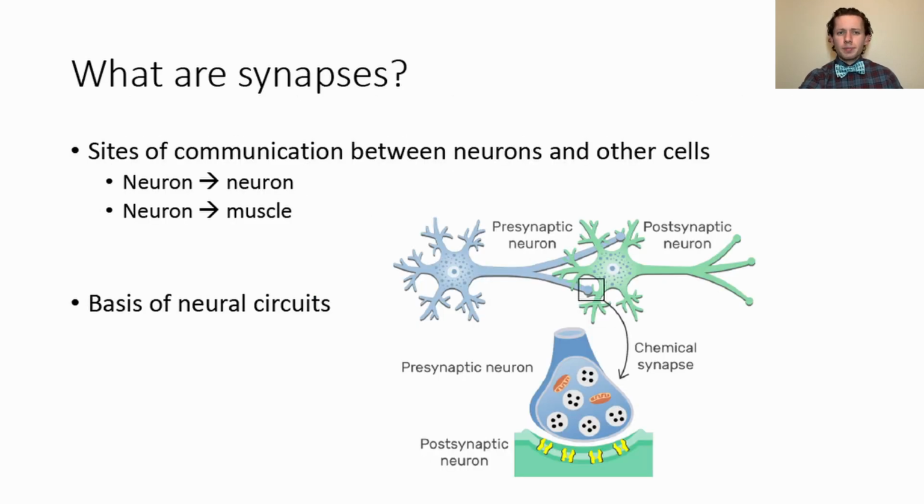So what are synapses? Well, synapses are the sites of communication between neurons and other cells, including both other neurons and muscle cells. These synaptic connections serve as the basis upon which neural circuitry is formed in the brain, as neurons are able to connect and communicate amongst one another.